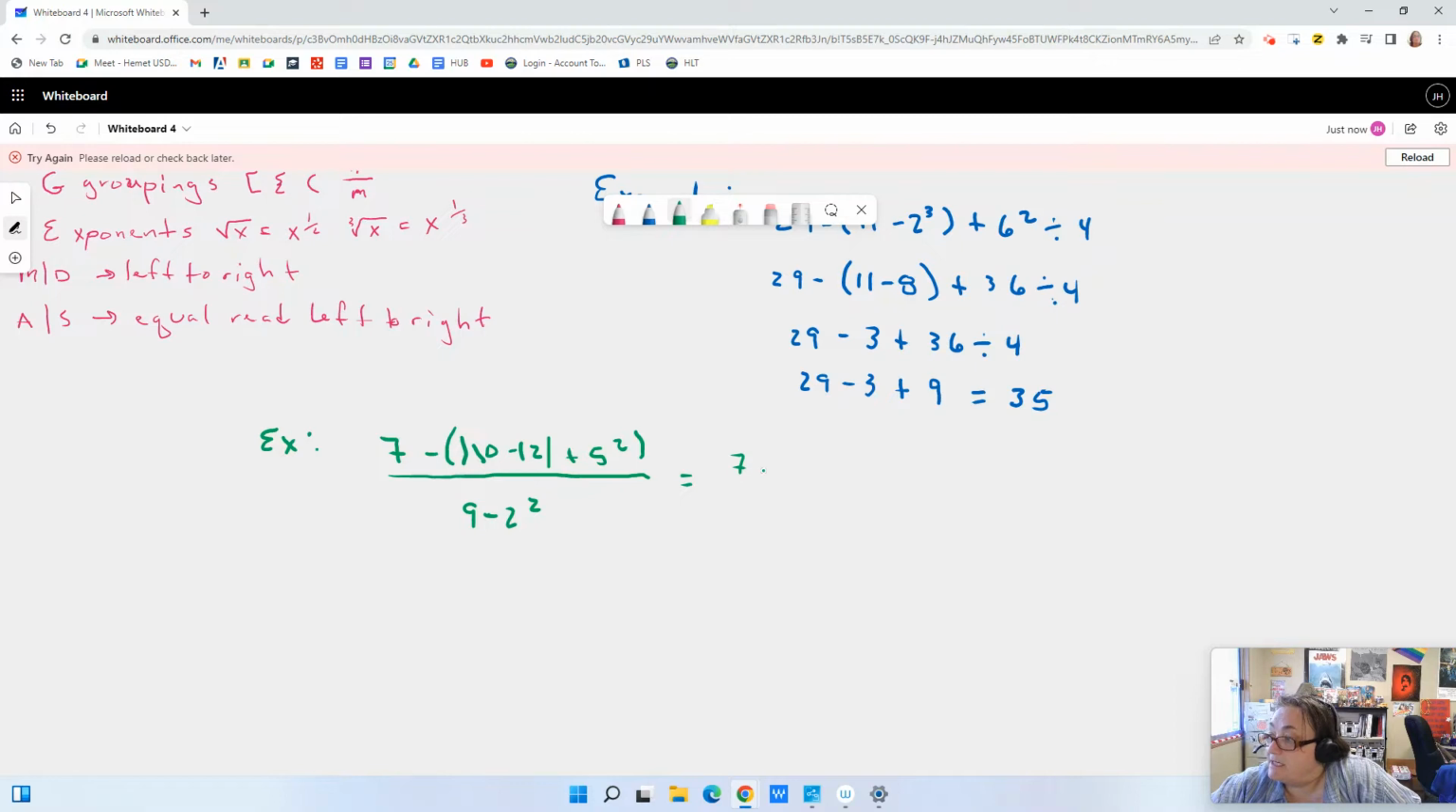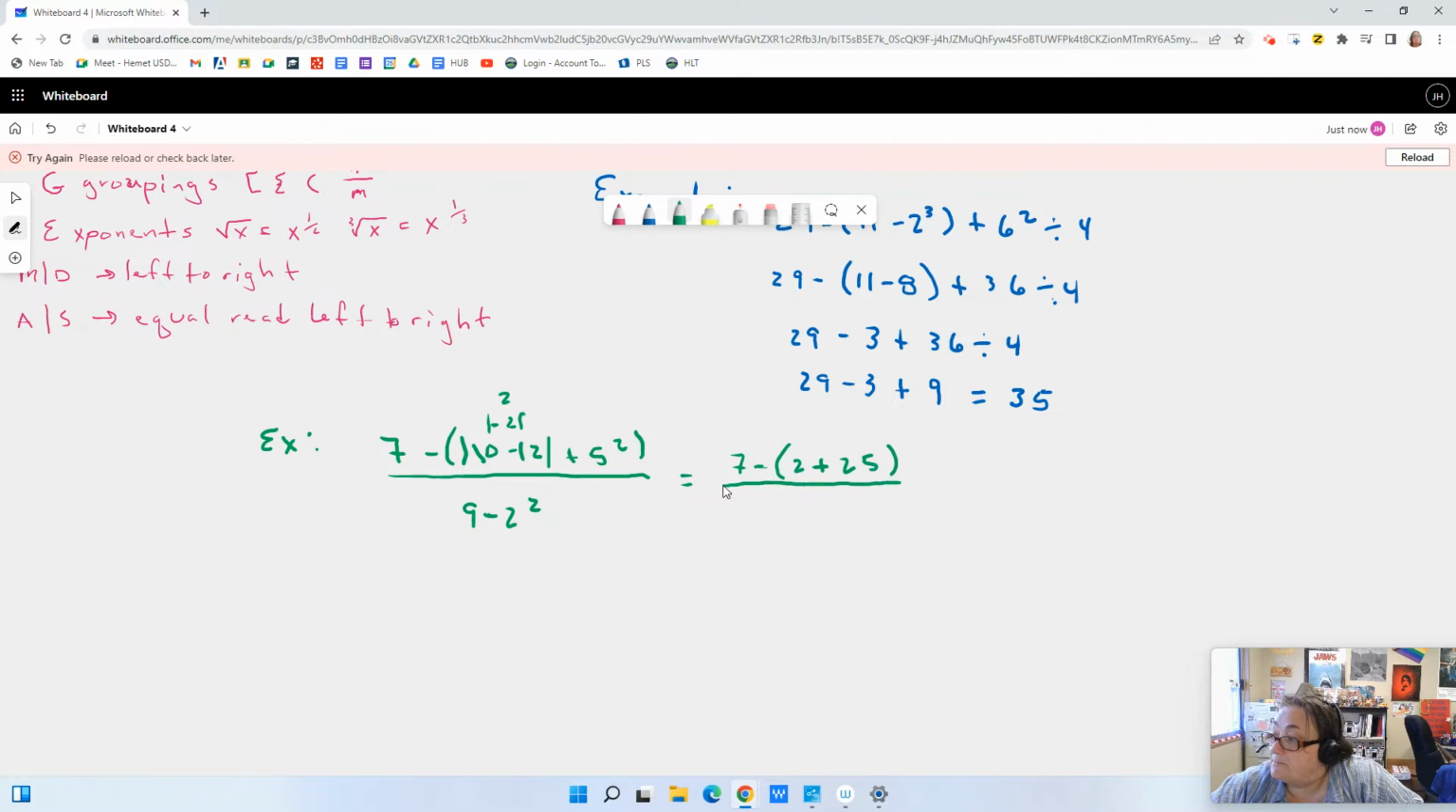So I've got 7 minus, and I'm going to deal with this grouping first. I'm not going to be able to get the whole grouping at once. Here I have the absolute value of 10 minus 12. Well, 10 minus 12 is negative 2. And the absolute value of negative 2 is just 2. So I'm going to have 2 plus 5 squared. Well, what's 5 squared? It's 5 times 5. So 2 plus 25.